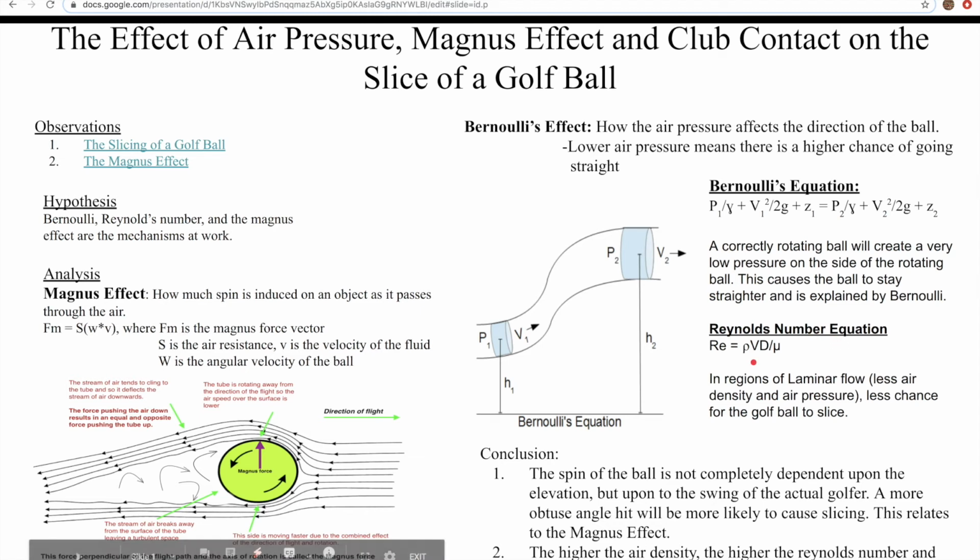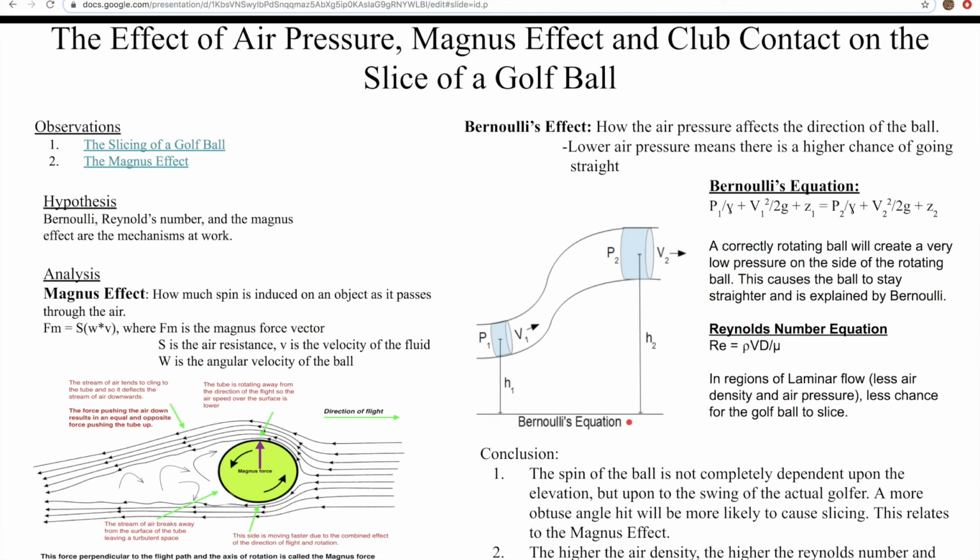Based on these things, our conclusions are that the spin of the ball is not completely dependent upon the elevation or pressure or density, but also on the golfer's swing. If the golfer swings with an open face, there's a higher chance that the ball will travel either right or left, depending on if the golfer is a lefty or a righty. This is due to the Magnus effect and the rotation of the ball.